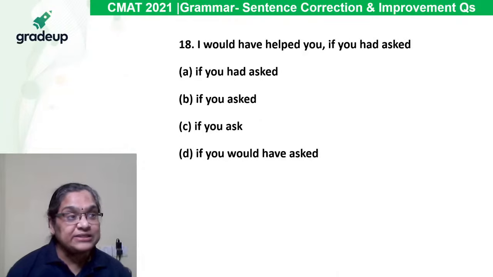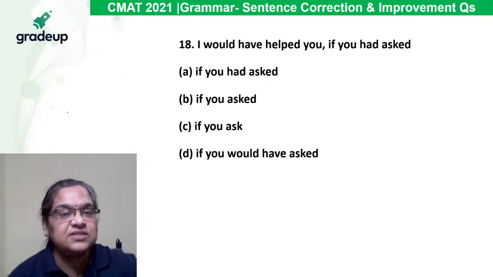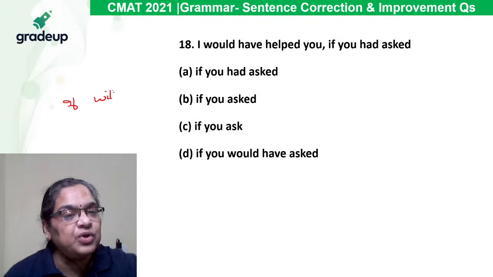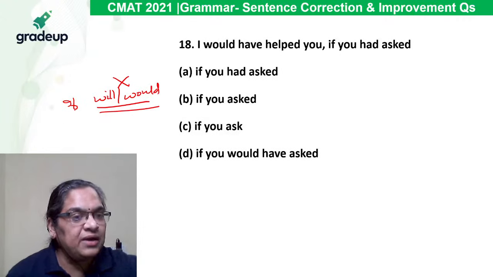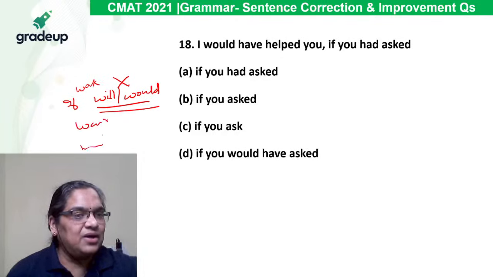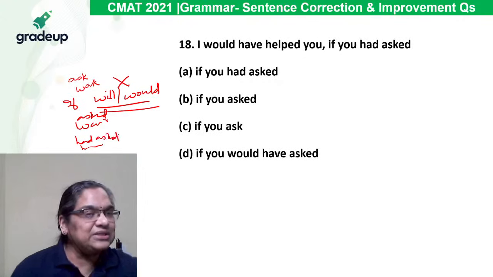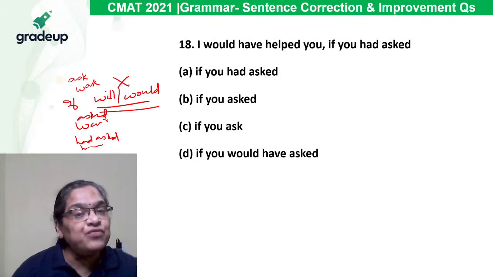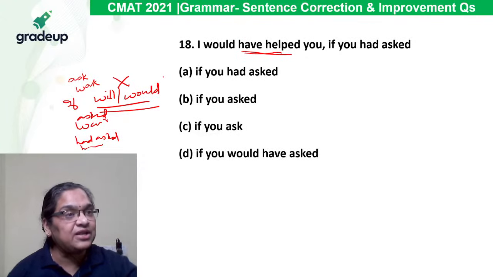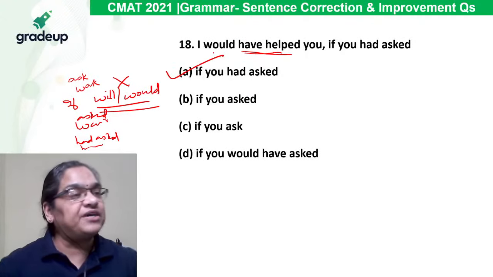Okay, next one. What is the first rule? The if clause. In the if clause, you should never use a will or a would. This is never used. So only if you work hard, worked hard, or had worked hard. If you ask, if you asked, if you had asked. Those are the 3. So if you asked, I would help you, not would have helped you. Since it is would have helped you, it is conditional 3. Conditional 3 means the first one is correct.